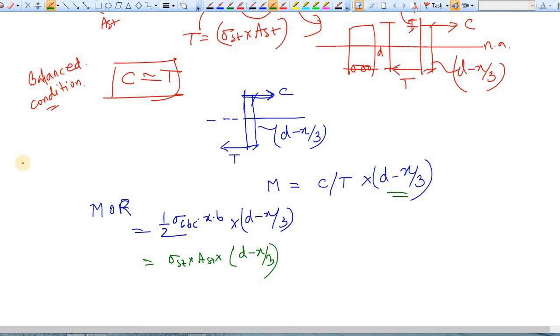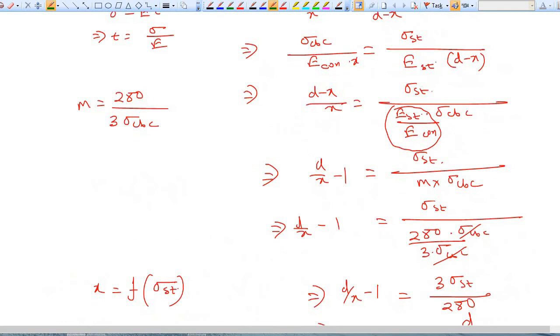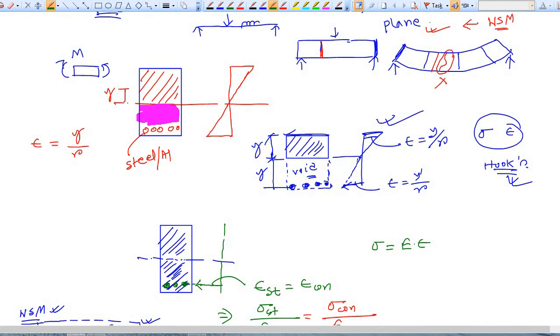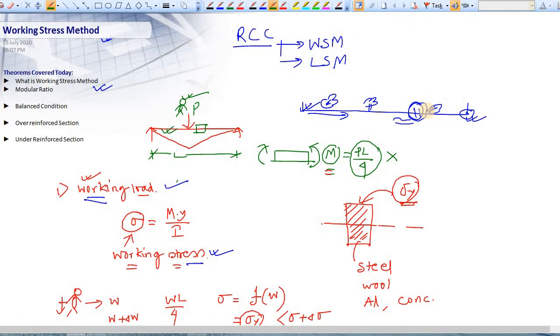Okay, so in this video you have reached almost to this point. The remaining one is this distance, and here I will discuss your over reinforced section and under reinforced section in the next video.